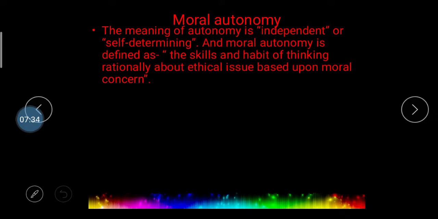From the word, you can get a simple idea that autonomy means a type of independence. So the meaning of autonomy is independence or self-determination, and moral autonomy is defined as the skills and habit of thinking rationally about ethical issues based upon moral concern. You cannot think very diplomatically and think unethically or irrationally. You think rationally, for your safety and for public safety, and then you take the decision. That is called moral autonomy.